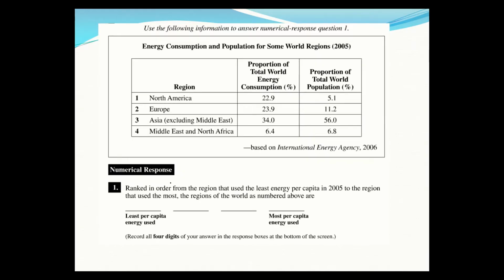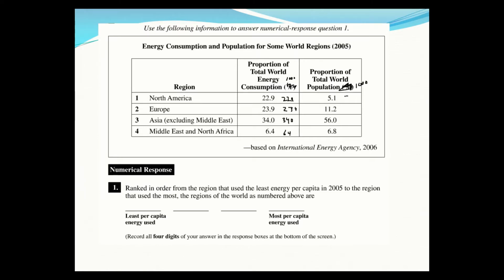And then this last one is a little bit tricky. Rank in order from the region that uses the least amount of energy per capita to the most. It's kind of weird because these are in percentages. But if you think of it per 1,000 people instead of percentages, right? So this would be 229 per 1,000, this would be 239 per 1,000 joules or watts or whatever, this would be 340, and this would be 64 per 1,000. If you add this all up, it'll make 1,000.